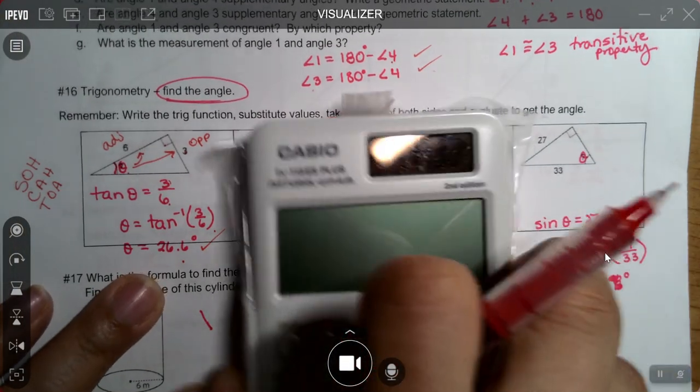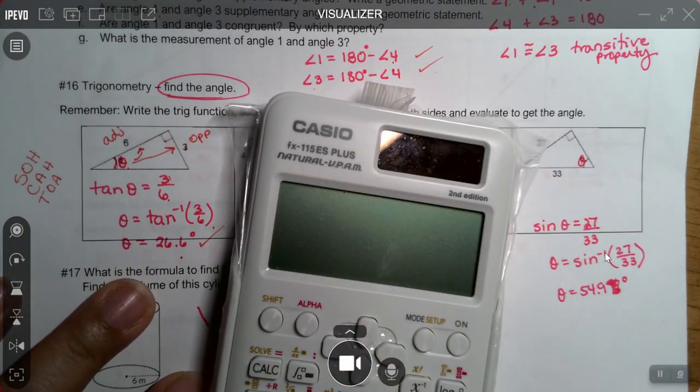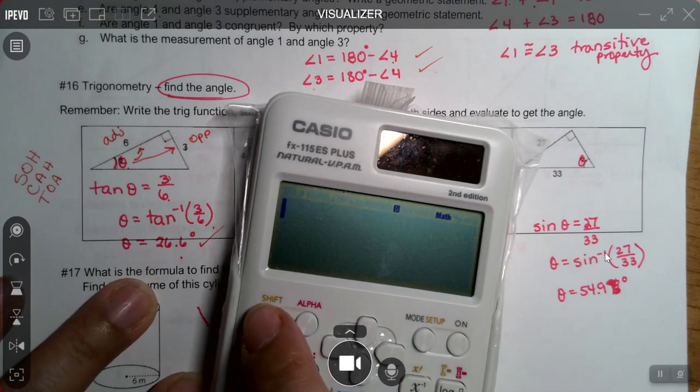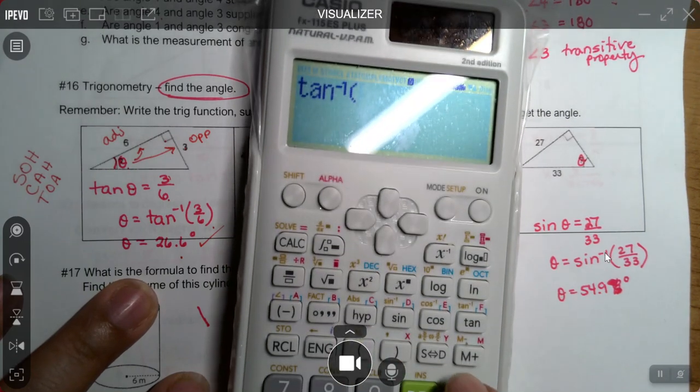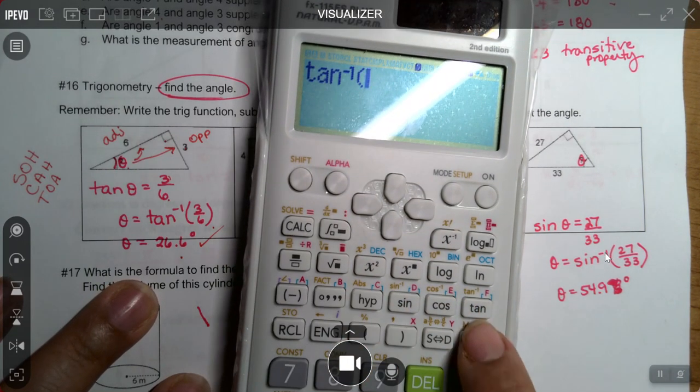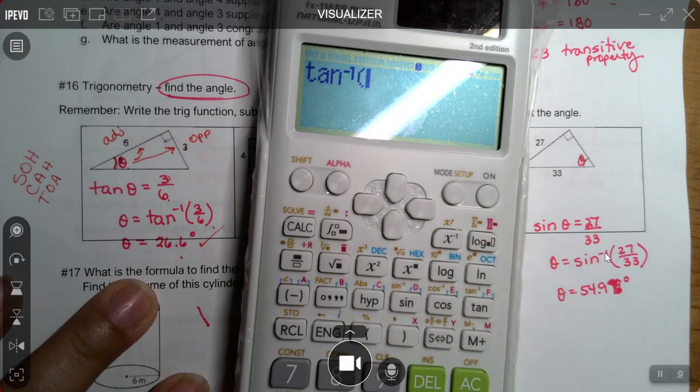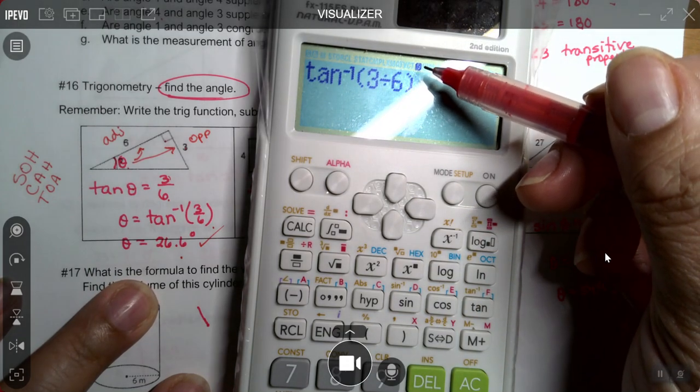Please make sure that you remember how to type that into your calculator. Shift tan. You gotta do shift and then tan. And I guess you can do 3/6. So remember that you should be in degrees when you're doing this.